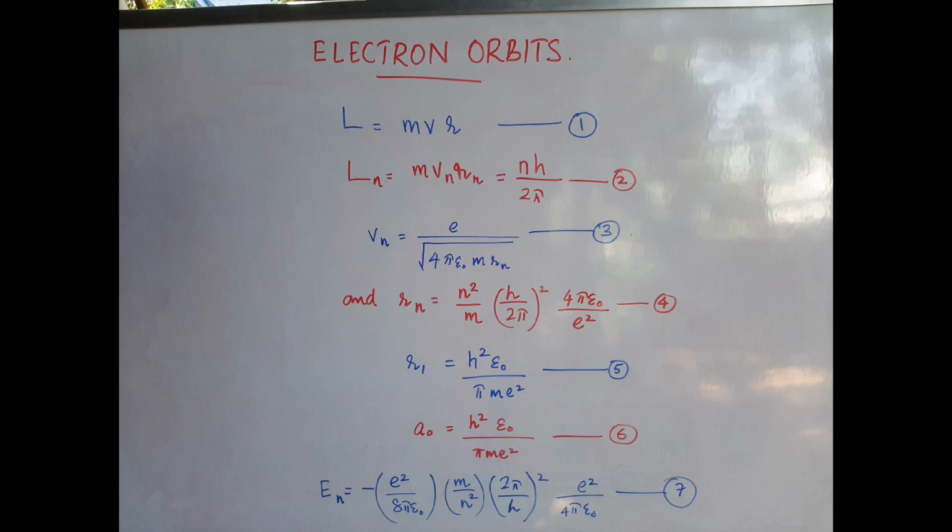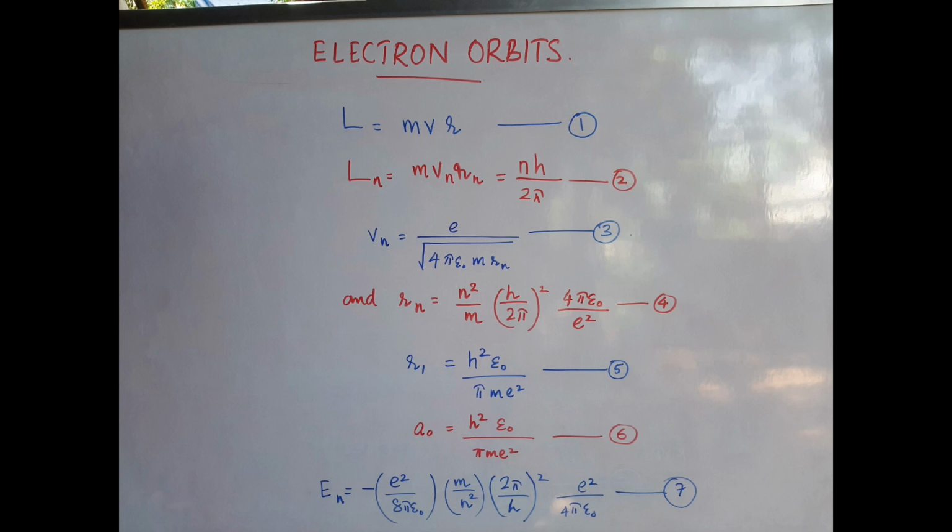The size of the innermost orbit, when n = 1, can be obtained as r1 = h²ε₀/(πme²). This is called the Bohr radius, represented by the symbol a0. Thus a0 = h²ε₀/(πme²). Substituting the values of h, m, ε₀ and e gives a0 = 5.29 × 10⁻¹¹ meter.